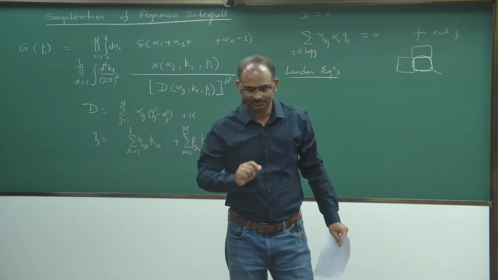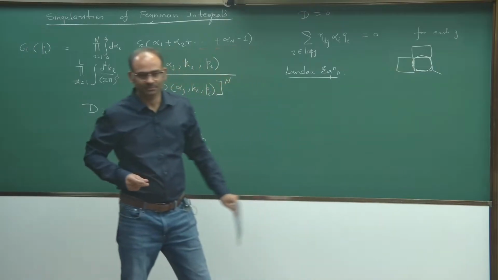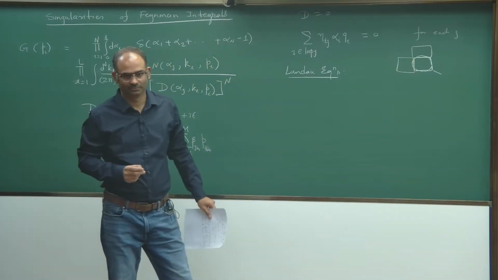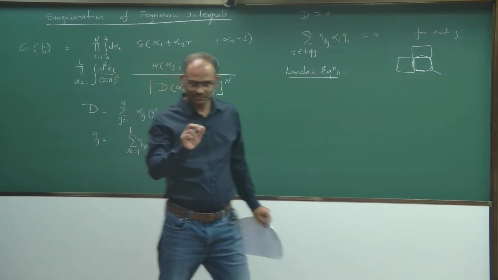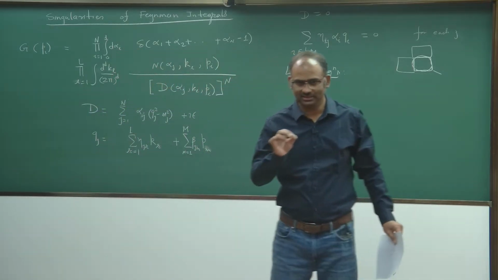So suppose I have a double box. Then all the internal lines are off shell. So it will be a 4-point matrix or what? Yeah. Let me proceed a bit. I'll give you some examples and then it will be clear what we are doing.